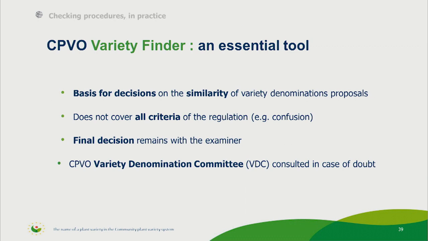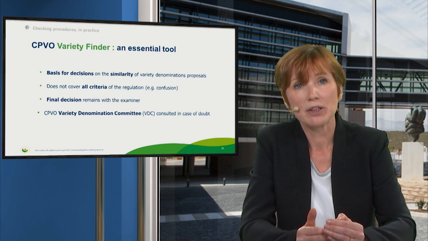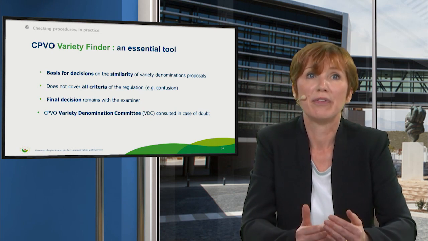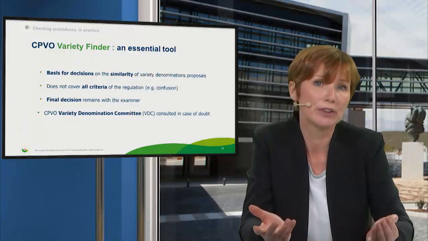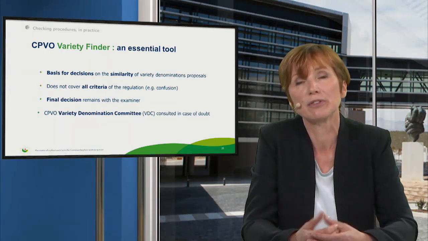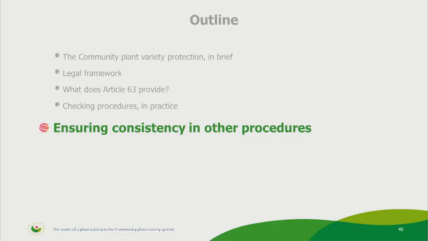So, as you will have understood, the variety finder is a first step and a key tool that helps CPVO examiners in the testing of the similarity. But as we have seen earlier, the similarity is only one of the aspects covered by the regulation. So the examiner must then analyze the test results in the light of the other criteria. This means that the final decision is not, so to speak, a computer decision. The decision remains always with the examiner, who has the possibility to consult the Committee on Variety Denomination in case of doubt. How can we ensure consistency in the other procedures? How to ensure that the Article 63 is interpreted and implemented in the same way?